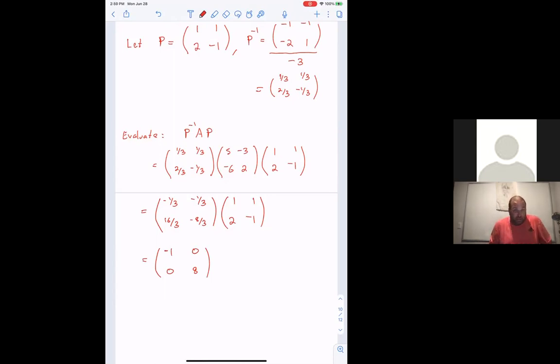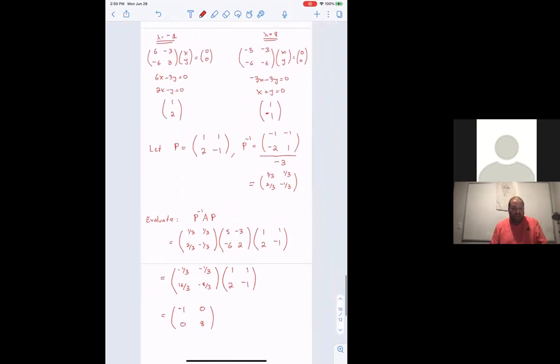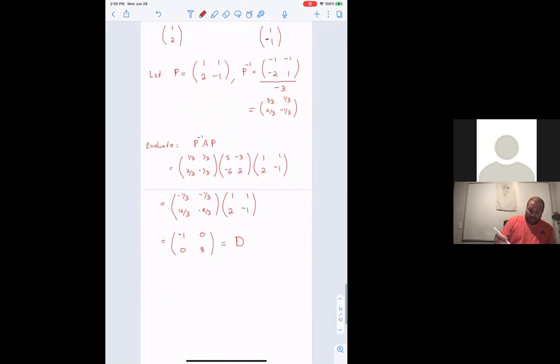We get a diagonal matrix. Now, this is not just any diagonal matrix, but look at what my eigenvalues were. My eigenvalues were negative 1 and 8. So this matrix that we get, which we'll use the letter D for, is a diagonal matrix, but it's the matrix of eigenvalues. And this is always true, assuming that you have two eigenvectors so that you can have a matrix of eigenvectors. You can always do this.